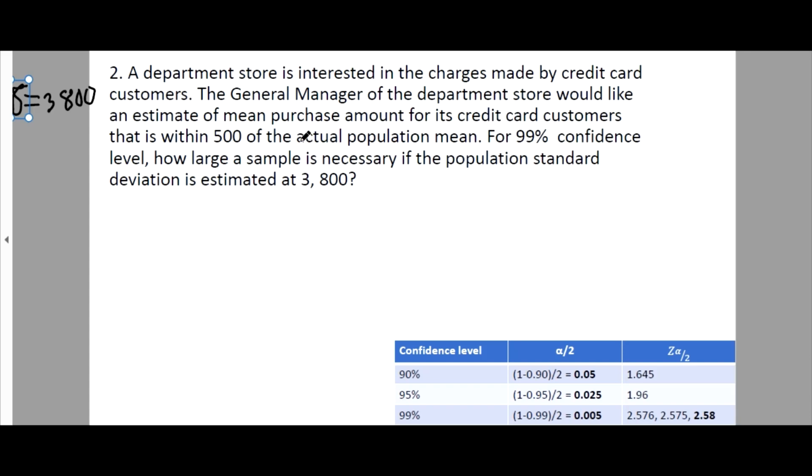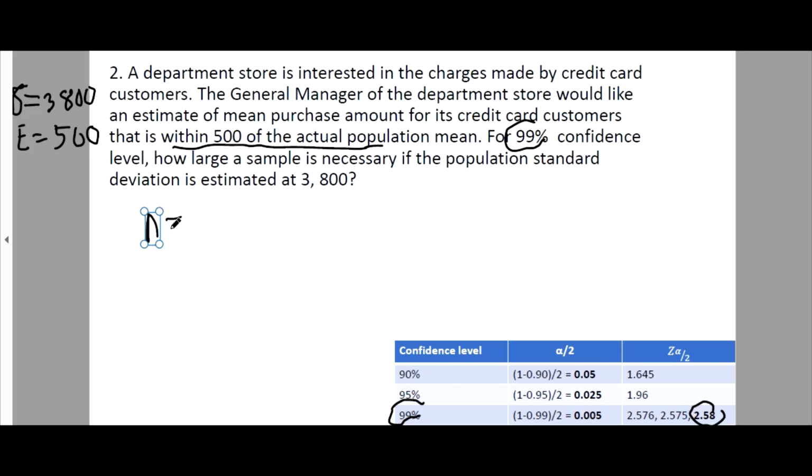And then take note of this, that is within 500 of the actual population mean. So that is our maximum allowable error, so that is of course our margin of error. So that is our 500. And then next, our z alpha over 2 is here. So 99%, so we will use 2.58.